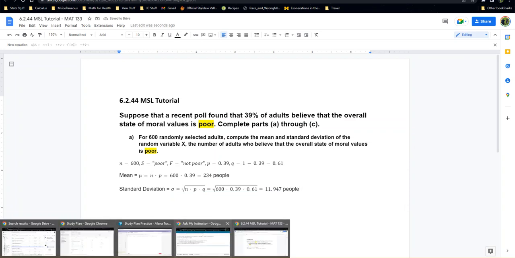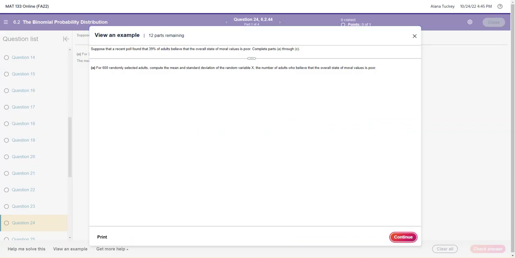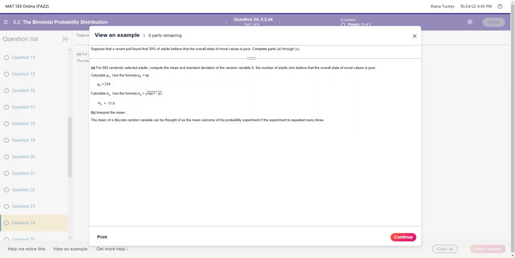Part A is done. Okay, so let's see here. Oh, they only wanted one value. So that's fine. So interpreting the mean, well, if you poll 600 people, the mean is the center of that. So it's the expected value, as it were. So if you poll 600 people, we expect 234 of them to say they think the state of moral values is poor.